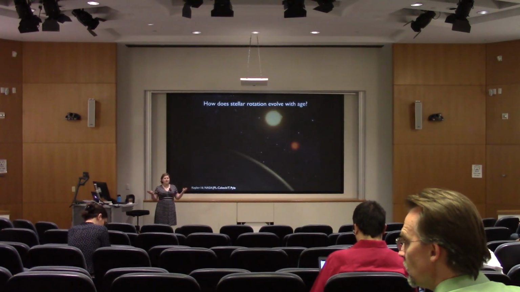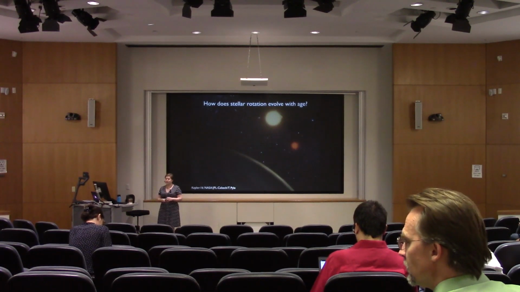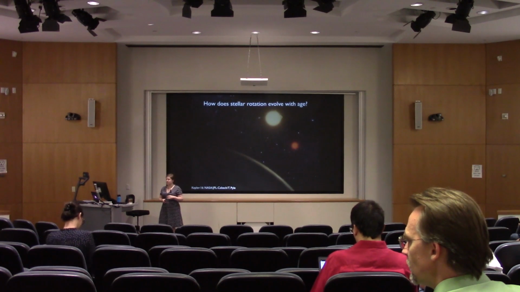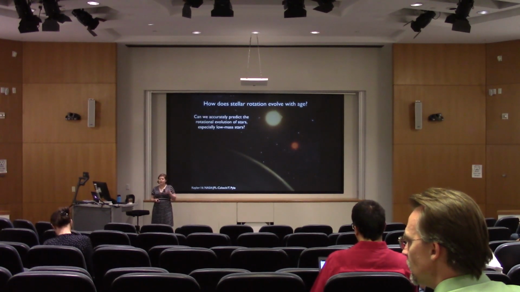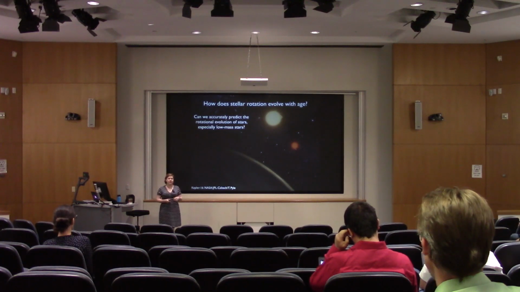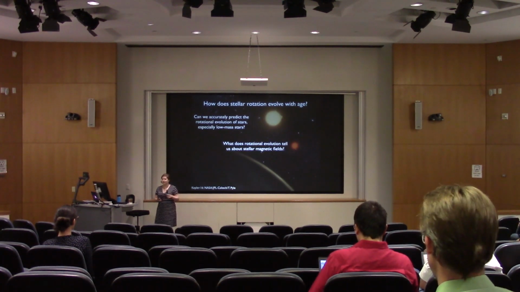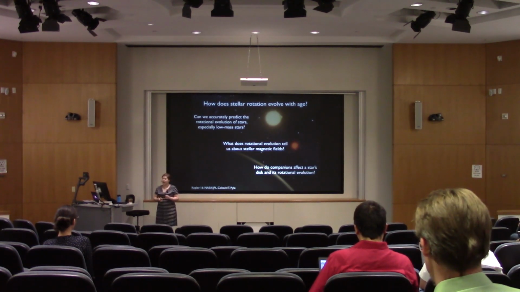So as I said, the big question that I'm trying to answer is how does stellar rotation evolve with age? There are three sub-questions that we can look at here. One is, can we accurately predict the rotational evolution of stars, especially low-mass stars like M-dwarfs? What does that rotational evolution tell us about stellar magnetic fields? And how do companions affect a star's disk and its rotational evolution?